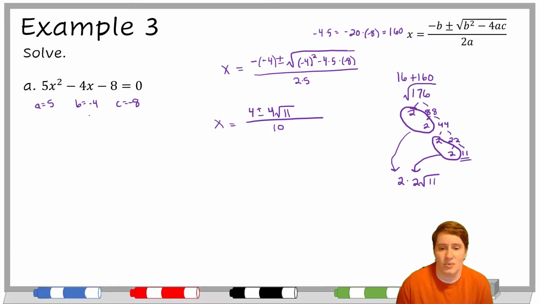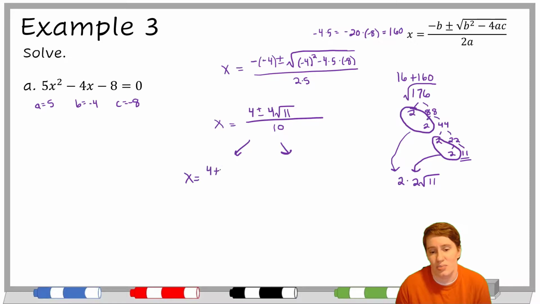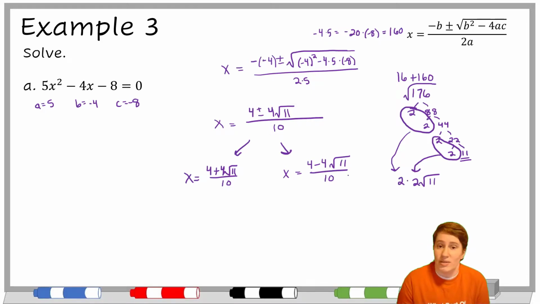Now, here's what we've got. We can split this up into 2 things. We can say this is x equals 4 plus 4 square roots of 11 over 10. And we can say x equals 4 minus 4 square roots of 11 over 10. There is one thing we can do to this, and this is some trickiness as far as knowing what you can and can't do with square roots. We are not allowed to do 4 plus 4 square roots of 11 and get something else unless we plug it into our calculator and get a decimal. So we will leave those 2 things separate.